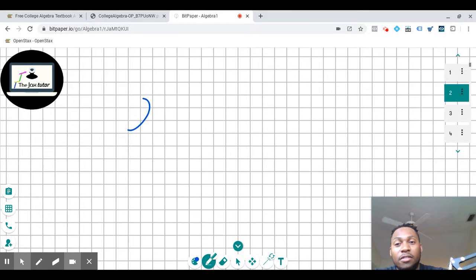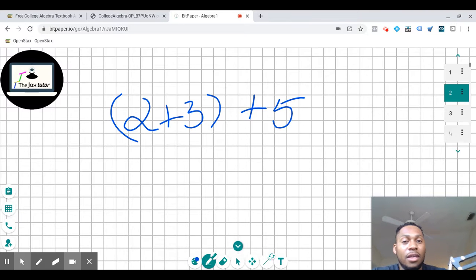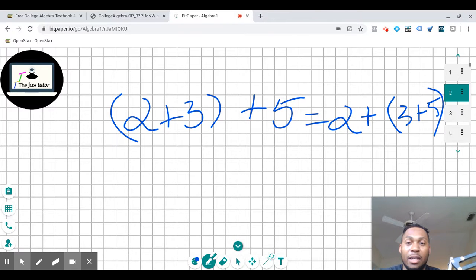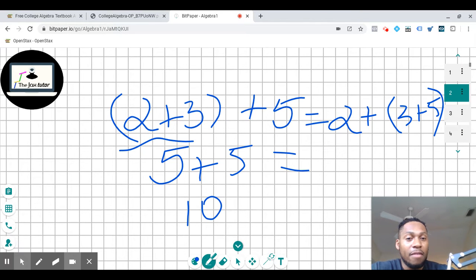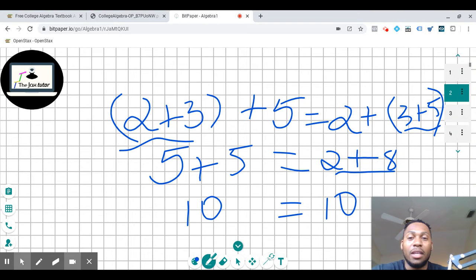So let's say you have (2 + 3) + 5. Even if you follow PEMDAS, it should be the same as 2 + (3 + 5). And if that makes any sense at all. So 2 plus 3 here, you would do the addition in parentheses first. 2 plus 3 is 5, plus another 5, that would give you 10, right? On the right side, we'd leave the 2 here. 3 plus 5 is 8, and 8 plus 2 is 10. So 10 is equal to 10. So that means addition is associative.